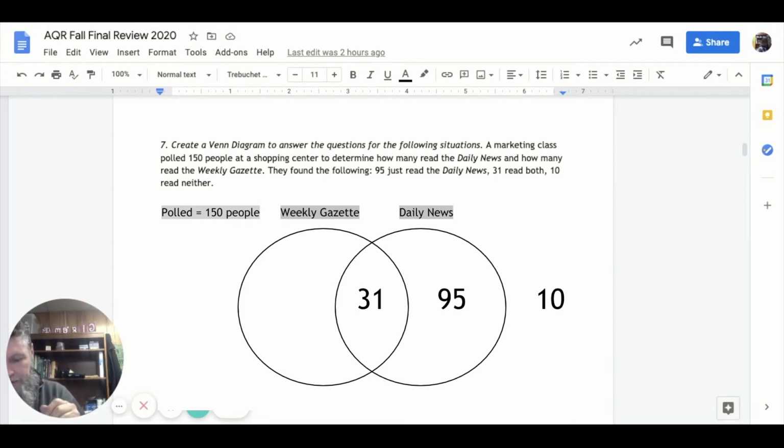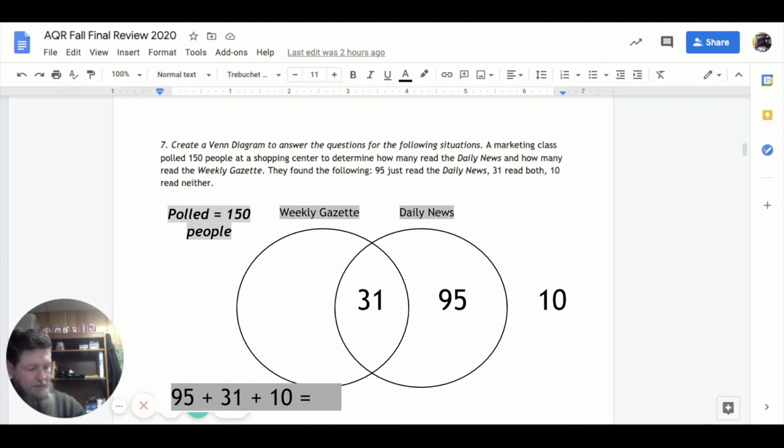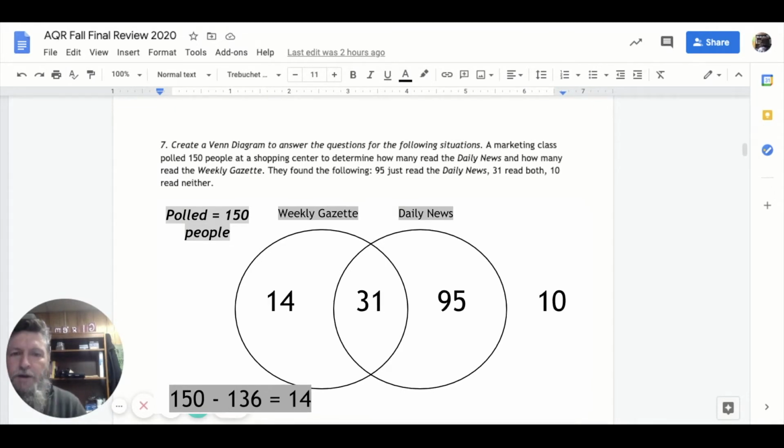So let's talk about this. We have 150 people. So let's add that total up. How many do we have that we know where they're at? We have 95 plus 31 plus 10. We have 136 people total that we already know about. The last one we don't know about is who reads just the Weekly Gazette. Weekly Gazette only is 150 minus 136, which is 14 people. So there you go. That's how you make that Venn diagram.